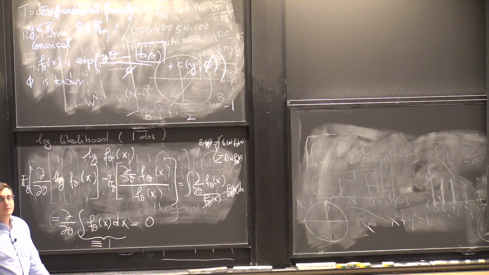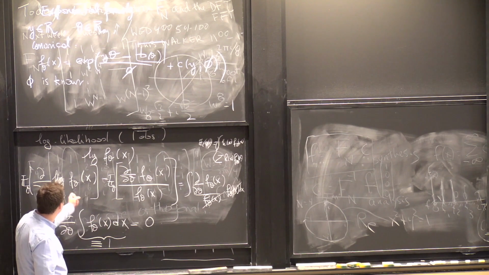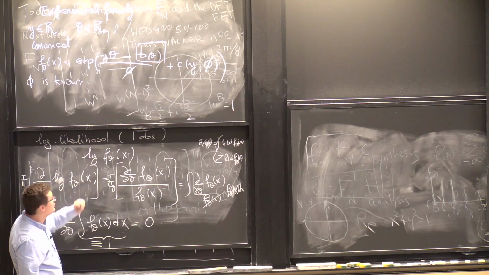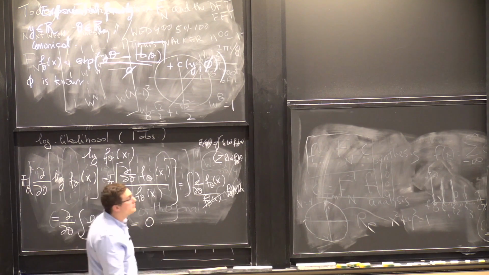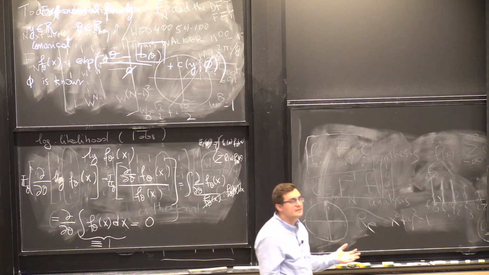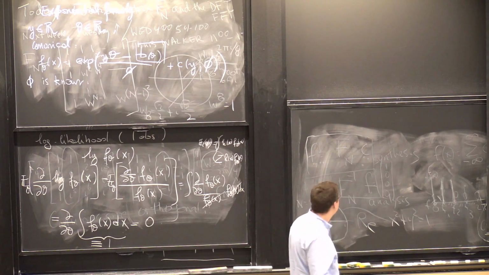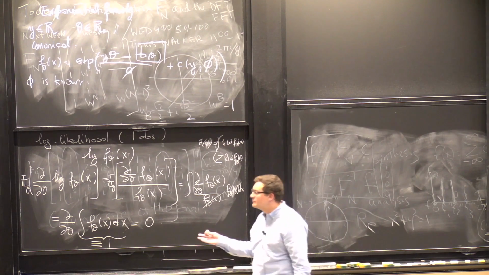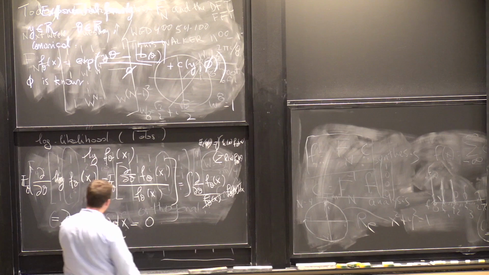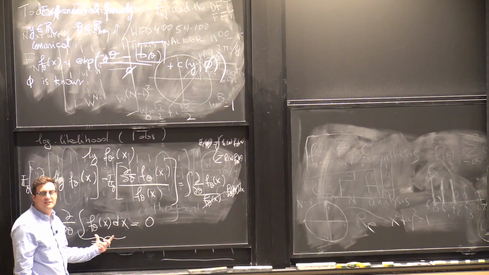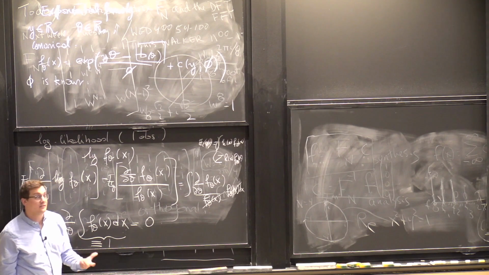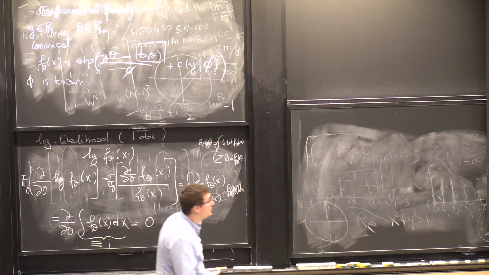OK? Everybody's good with this? So that was convenient. It just said that the expectation of the derivative of the log likelihood is equal to 0. That's going to be our first identity. Let's move on to the second identity using exactly the same trick: let's hope that at some point we have the integral of this function that's constantly equal to 1 as a function of theta, and then use the fact that its derivative is equal to 0.